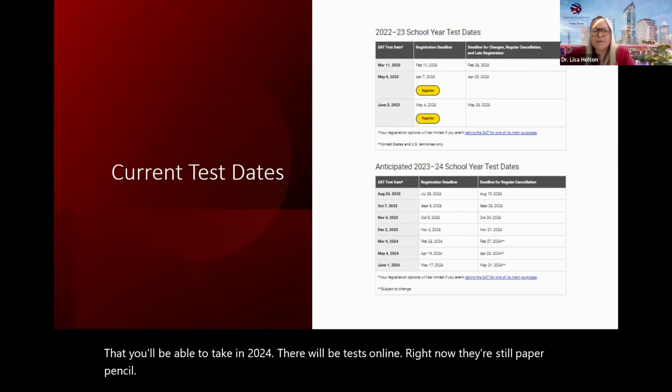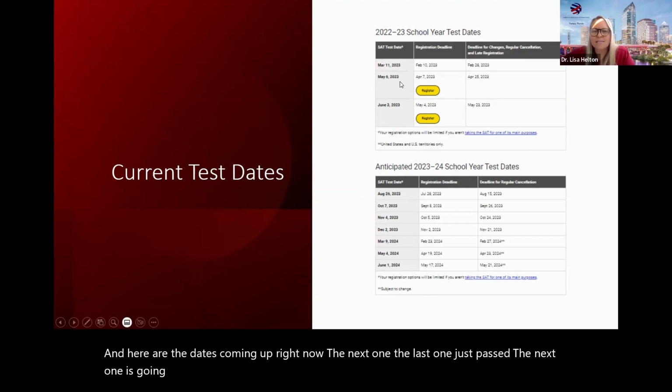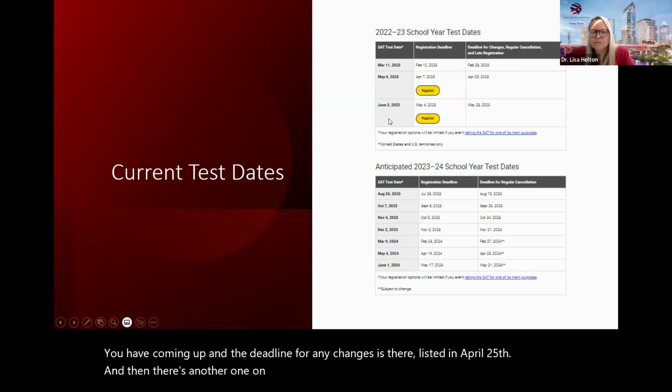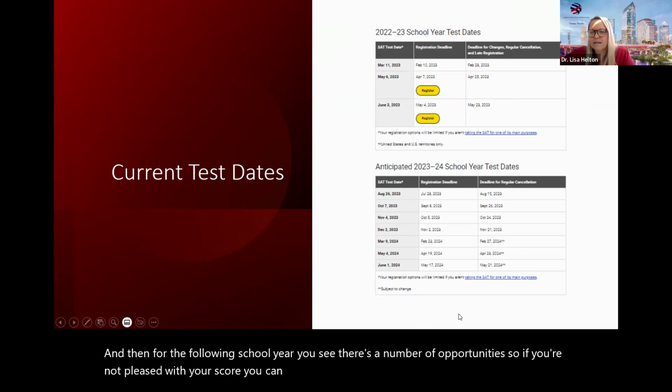And here are the dates coming up. Right now, the last one just passed. The next one is going to be May the 6th. So the registration is April 7th. You have coming up, and the deadline for any changes is listed there, April 25th. And then there's another one on the 3rd. And then for the following school year, you see there's a number of opportunities. So if you're not pleased with your score, you can always retake it and submit your higher score.